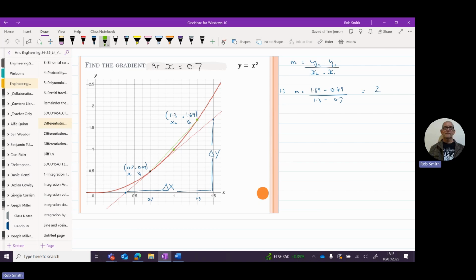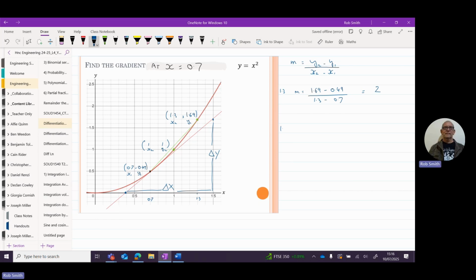Oh, well, it's 1. So now I can see that the coordinates of this point here, well, x is going to be 1 and y is going to be 1 as well. That's quite nice, isn't it? So I can call this x2, y2. So we'll see what that does to the gradient.